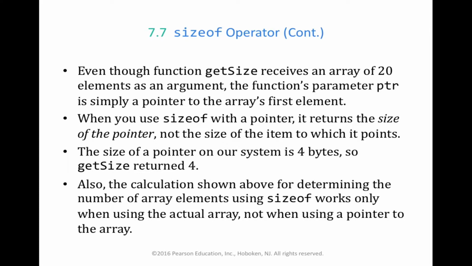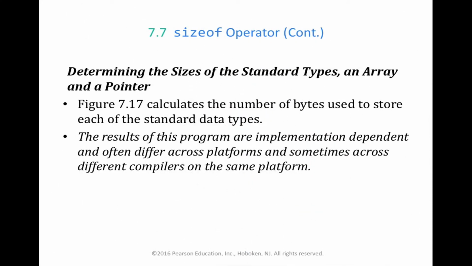Even though getSize is receiving an array of 20 elements as an argument, the function's parameter ptr is simply a pointer to the first element. When you use sizeof with a pointer, it returns the size of the pointer, not the size of the item to which it points. Since the size of a pointer on our system is 4 bytes, getSize returns 4 bytes. Also, the calculation in the program for determining the number of array elements using sizeof works only when using the actual array, not when using pointers to the array. So that's something else that you have to keep in mind.